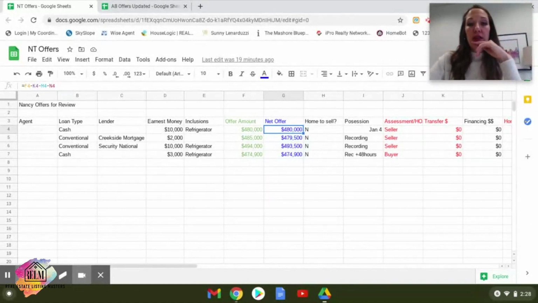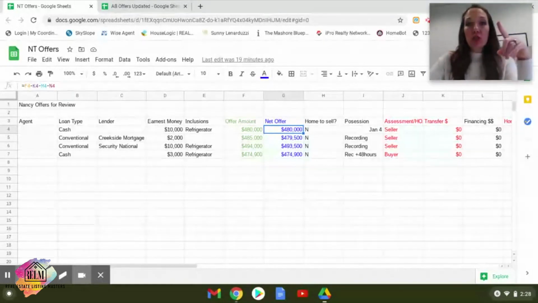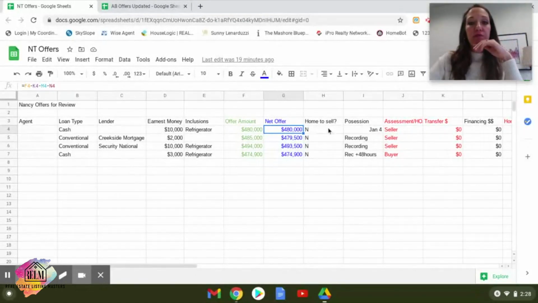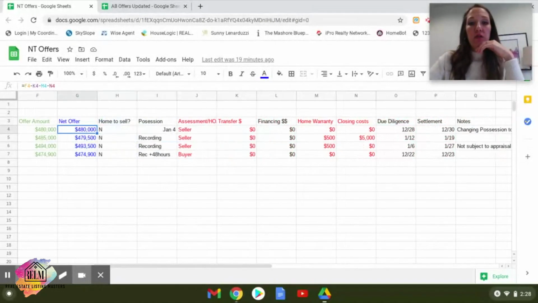So it would still net $480,000, but there was no appraisal. There was a quick close, and there was flexibility in the possession timeline. This is the offer that she ended up going with, and you can see that everything is pretty smooth and pretty clean. Due diligence of December 28th, settlement of December 30th. Now, this is a really fast timeline.